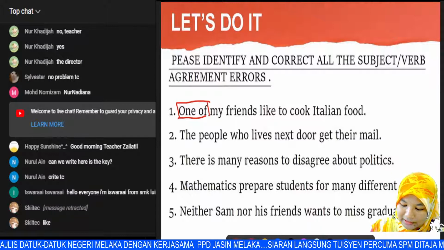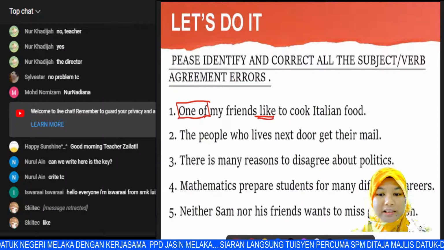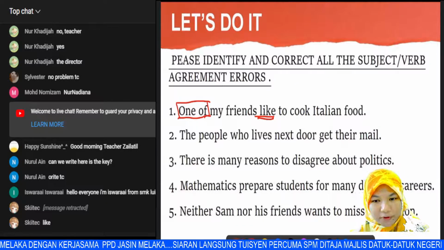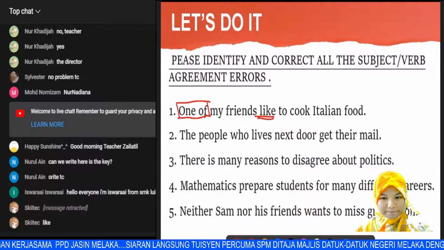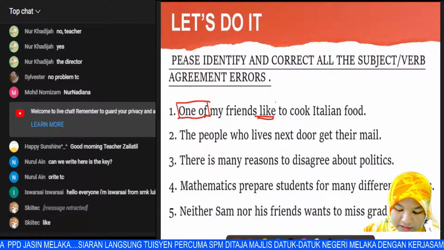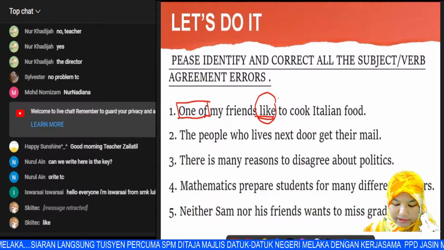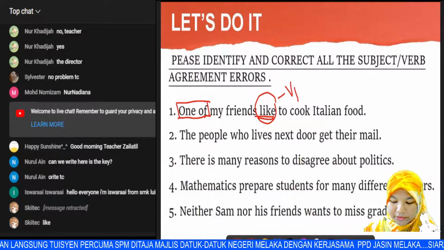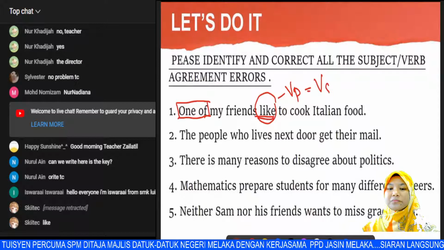So the error is here, with the word like. You need to change the word like to become the singular form. This one is a plural verb. You need to change it to become a singular verb. That will be the answer.